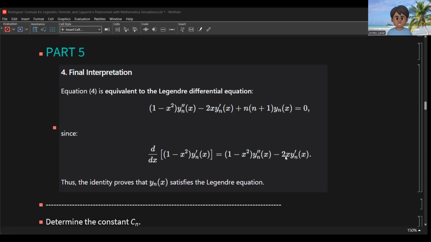The derivative of y prime is, we have the product of y prime and the derivative of 1 minus x squared. So that is equal to 2x y prime of x. Thus, the identity proves that y_n of x satisfies the Legendre equation.